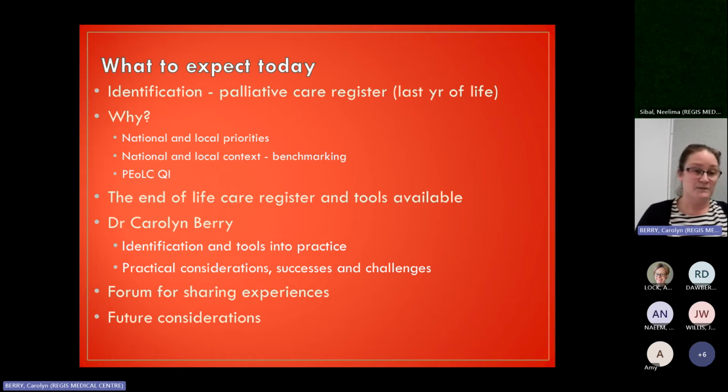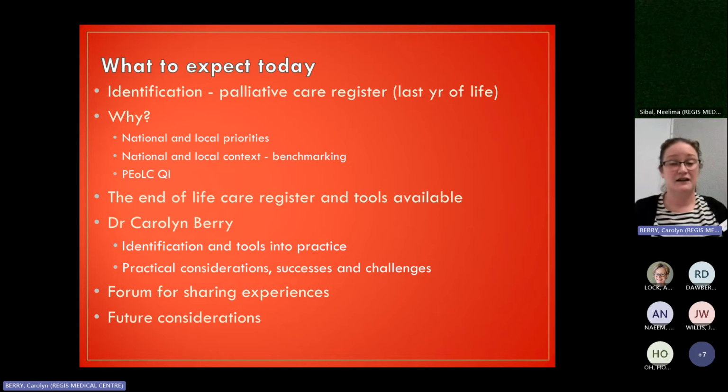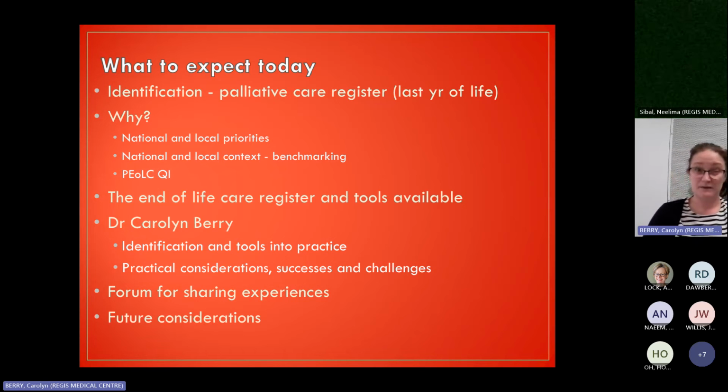So, we'll both be speaking. I'm going to start by talking about identification and the palliative care register. This whole session is about how to identify people in the last year of life and why that's important. So I'm going to talk about national and local priorities: what's the background to why we need to identify patients, a little bit about how we're performing nationally, and then comparing that to how we're performing locally, and a little bit compared to our neighbours as well.